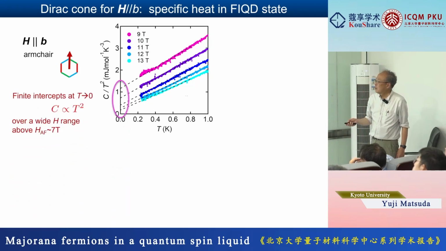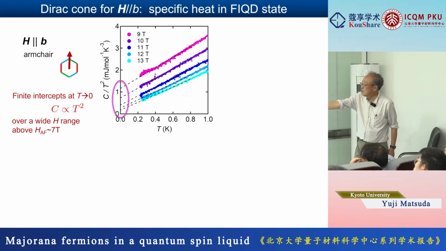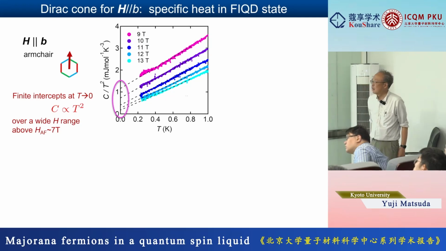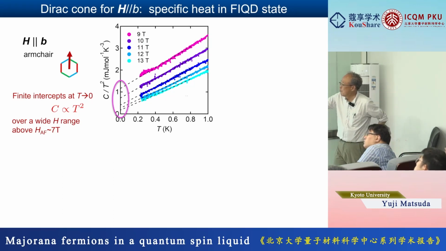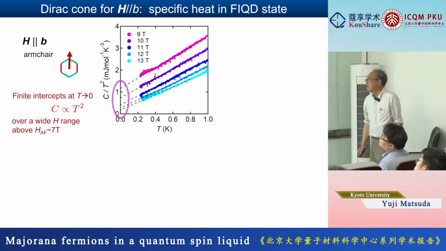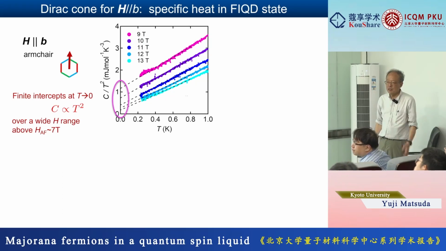Now the important point is that we have a finite intercept at T equals 0. This means that the specific heat is proportional to T squared. This is observed over a wide field range. We measure the specific heat down to 0.2 Kelvin, which corresponds to 0.2% of the Kitaev interaction. We measure at very low temperature.